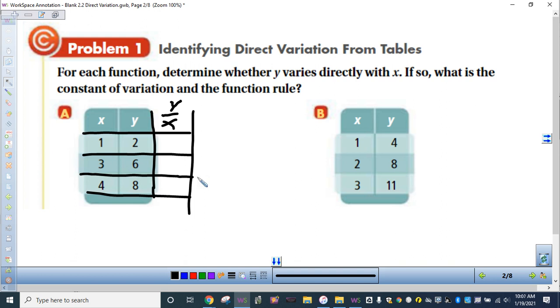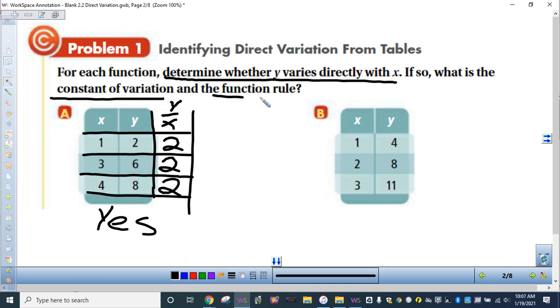So 2 divided by 1 is 2. 6 divided by 3 is 2. 8 divided by 4 is also 2. If you get the same number each time when you divide y by x, that means it is a direct variation, and then k is 2. Because they say determine whether y varies directly with x. The answer to that question is yes. Yes, it does. If so, what is the constant of variation and the function rule?